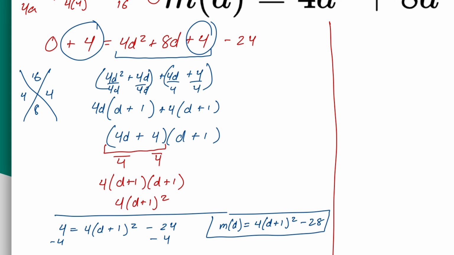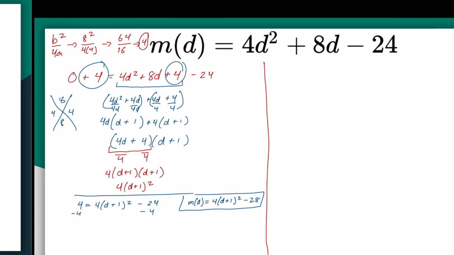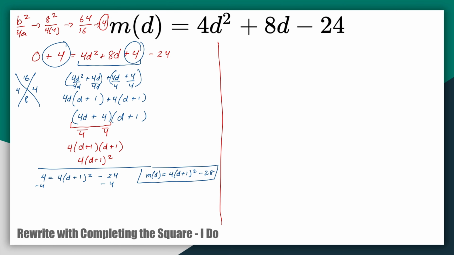That's okay. There are some other ways to kind of do this, and we won't be able to talk about them in this video, but maybe we could talk about them in class. All right. Now, the one brief way I'm going to show you to kind of simplify this is an early step. All right. When you added that b squared over 4a to both sides, we ended up with this. We did 0 plus 4 is equal to 4d squared plus 8d plus 4 minus 24.